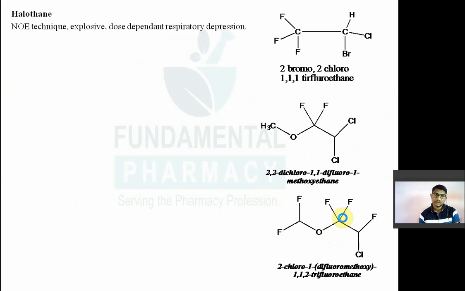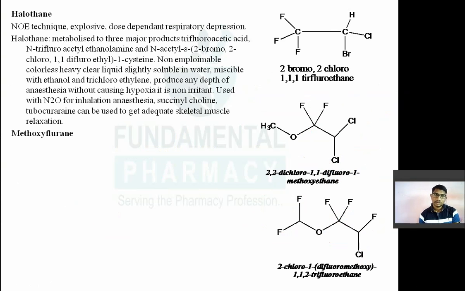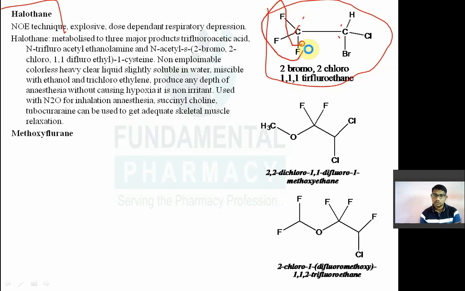Now the next one is halothane. It is known as a fluorinated hydrocarbon. This is the structure of your halothane. इसका IUPAC name already पूछा है. So what is the IUPAC name of this compound? See, ये carbon number 1 हो गया, ये carbon number 2. Here 3 fluorines, so 1,1,1 trifluoro. Then 2 bromo. यहाँ पे एक ब्रोमीन है, यहाँ पे एक क्लोरीन है. So 2 bromo 2 chloro 1,1,1 trifluoroethane. It is the IUPAC name of halothane.